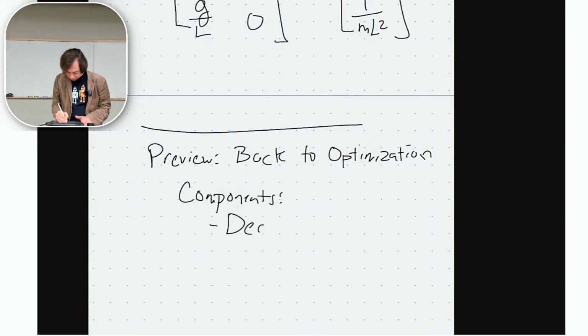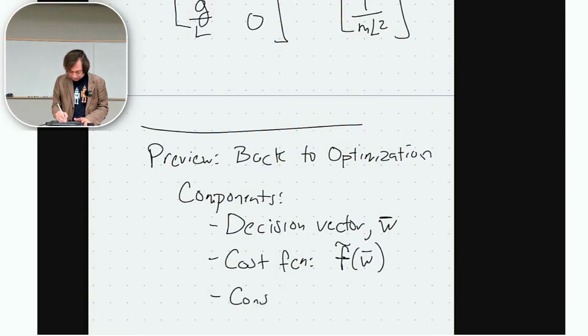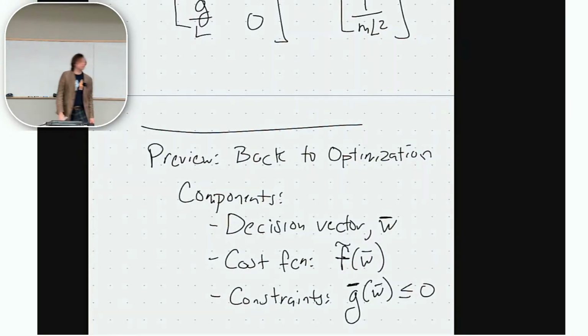Components. You have what we call a decision vector. Call it W. You have a cost function. I will change the letter of the cost function just because we just talked about the letter F. I'll call it F tilde. Tilde is only here for this lecture because we had F elsewhere. Cost function, and you have our constraints. Call them G of W, less than or equal to 0. And G can be a vector.